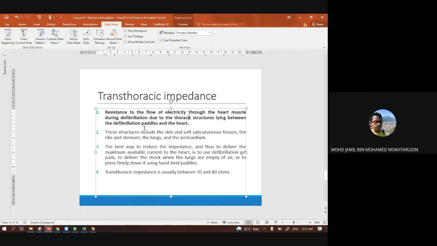Inside this structure, there are a lot of things, like skin. Our skin also produces resistance. Subcutaneous tissue is the soft tissue surrounding the rib cage, like muscle, lemak, for example your fats. Then you have the rib cage and sternum, the lungs and the pericardium. Pericardium is a very thin layer that covers the heart. So that's the pericardium.